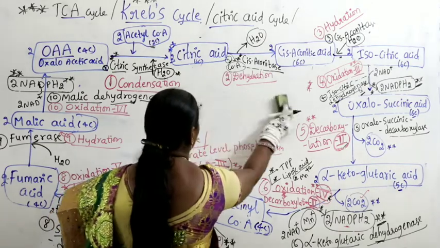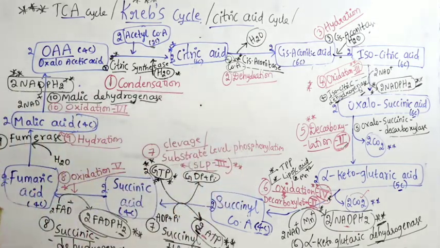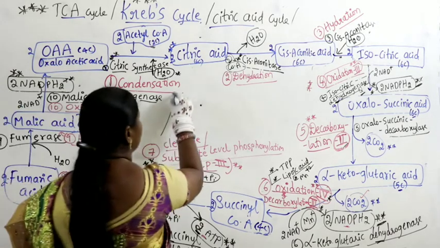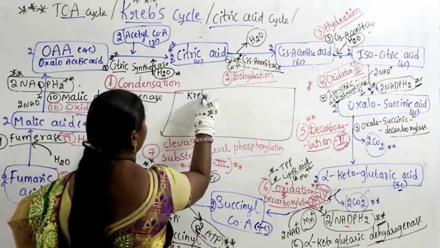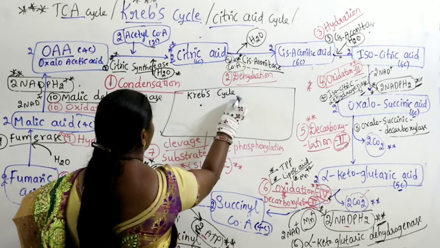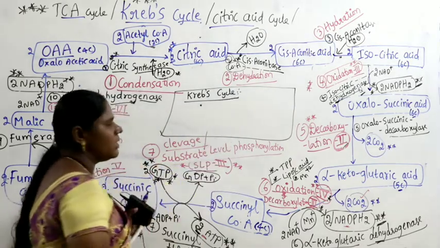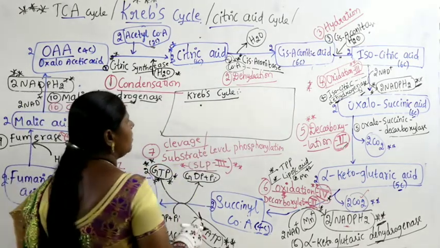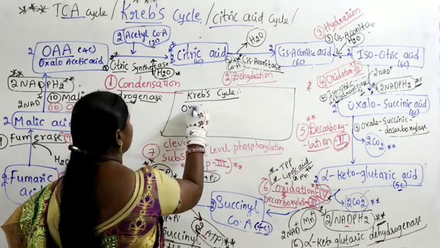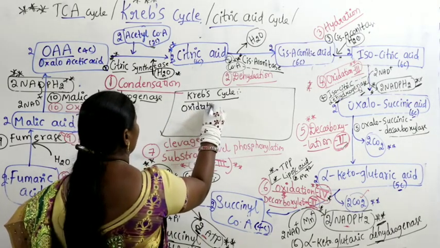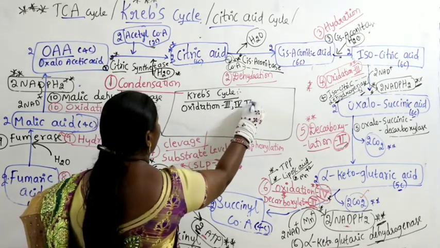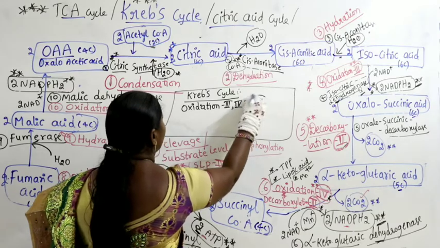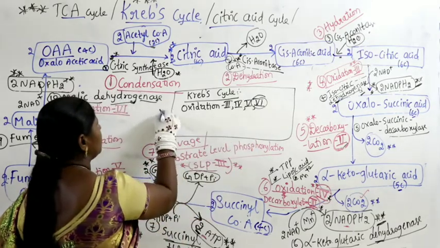So in the center I am writing here: Krebs cycle. How many oxidations take place here? Oxidation number 3, number 4, number 5, number 6. That means the total number of oxidations.